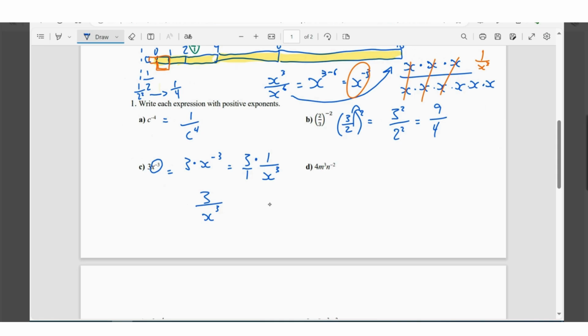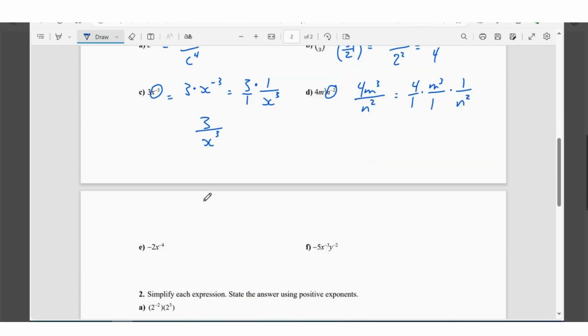Again, here we have just one negative exponent. It only affects this n. So we can keep our positive 4m to the 3 on the top and move our n squared to the bottom. And if you wanted me to show what that looks like, it would be 4 over 1 times m to the 3 over 1 times 1 over n squared. Then we can multiply the tops. We get 4m cubed over n squared.